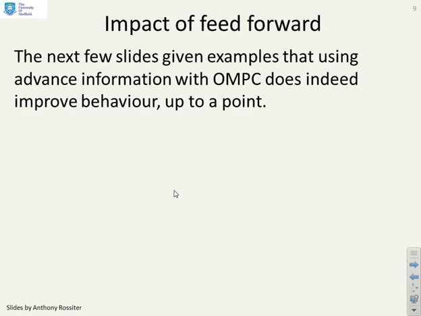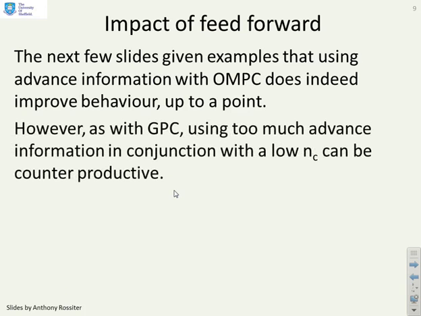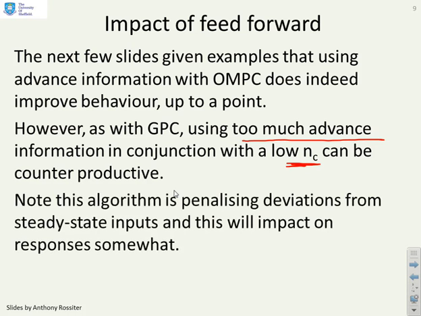What about the impact of feed-forward then? The next few slides give examples that using advanced information with OMPC does indeed improve behaviour, but only up to a point, which is what we discovered when we used GPC. As with GPC, if you use too much advanced information in conjunction with a low NC, it can be counterproductive. Now, we should note that this algorithm is penalizing deviations from steady-state inputs, not input rates, and so this change does have an impact on the responses somewhat.